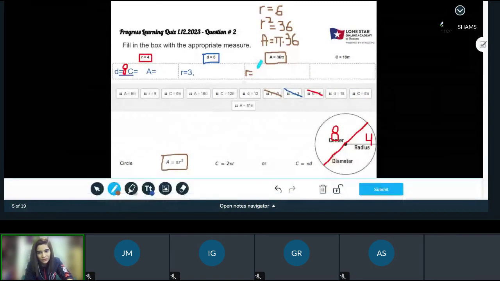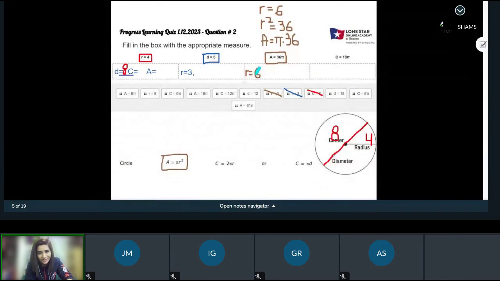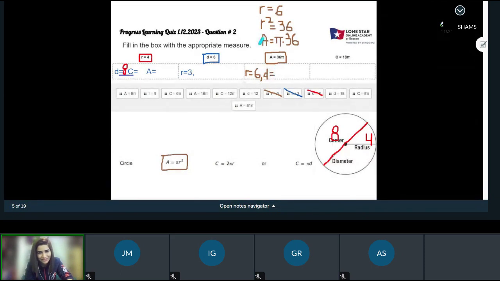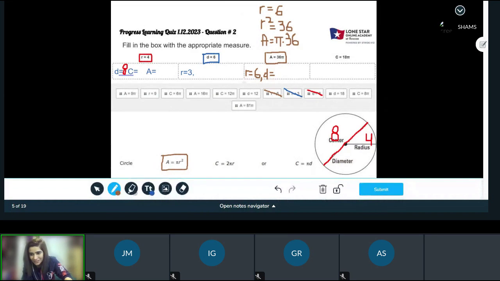And I can also exhaust the diameter, right? If r is 6, then diameter is how much? Diameter is twice the radius.